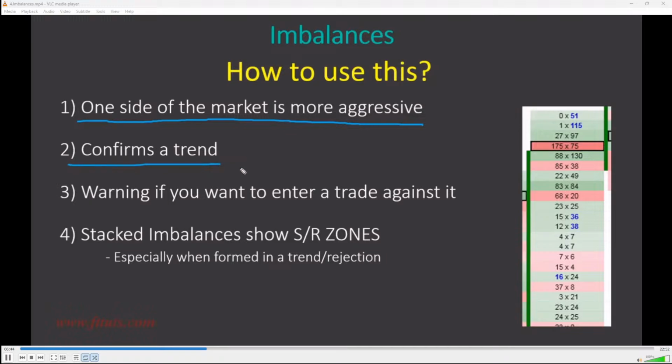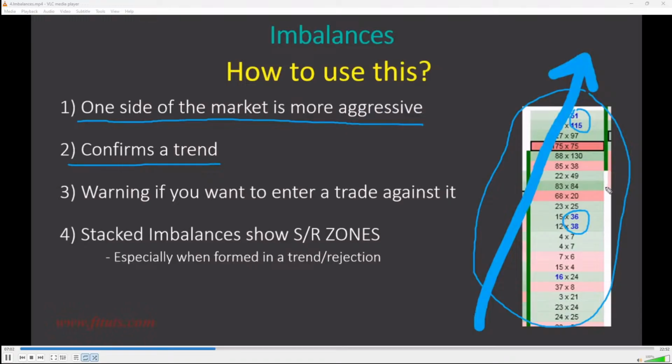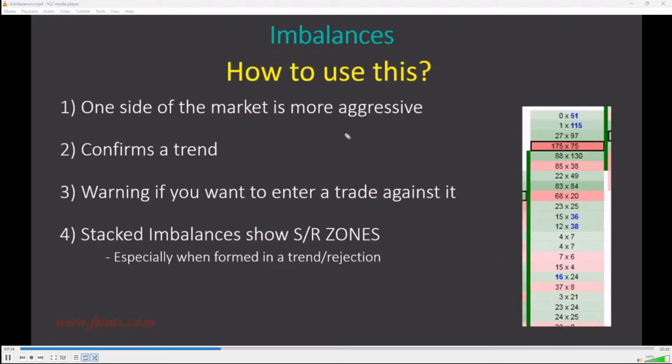Then imbalances can confirm a trend. For example, in here, the price is moving upwards and you see imbalances appear in the footprint. Then it sort of confirms the strength and aggressivity of the buyers who are pushing the price upwards. So imbalances confirm a trend. When there are a lot of imbalances, the trend is very aggressive. The buyers are in control and the trend is strong and likely to continue.